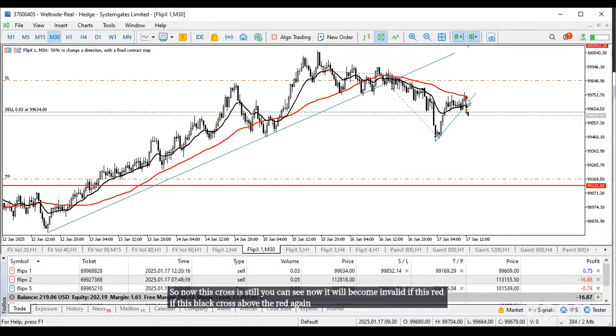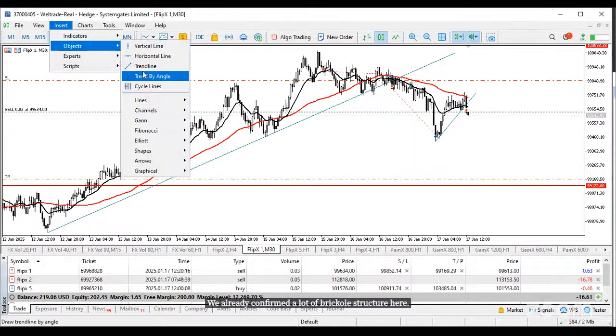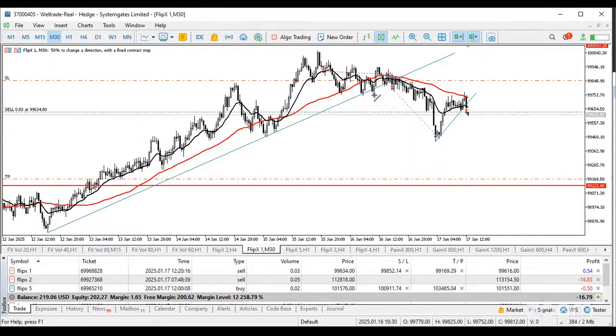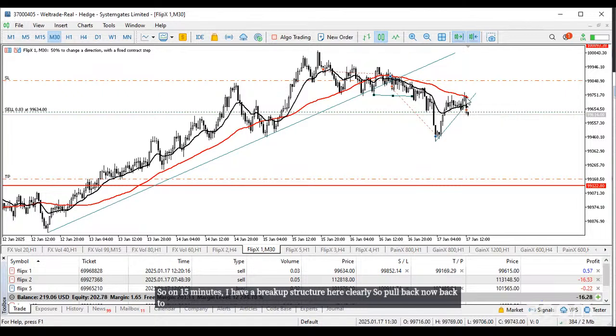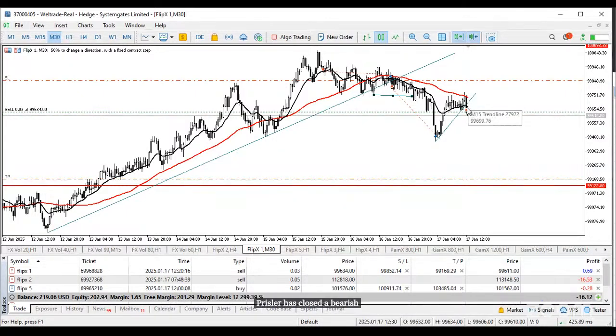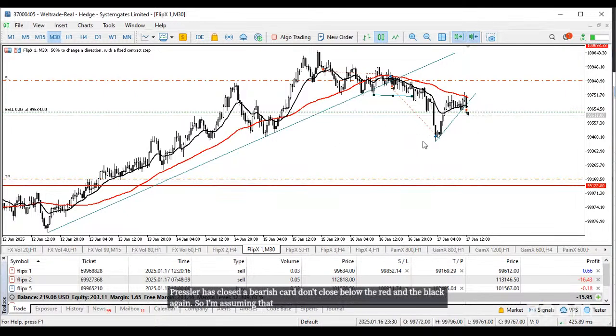You can see it will become invalid if the black crosses above the red again. But since we have this pullback, if you want to use break of structure on 15 or 30 minutes, we have already confirmed a lot of break of structure here. On 15 minutes, I have a clear break of structure here. So price pulled back to this moving average, and that's what I enter on. Price has now closed with a bearish candle below the red and the black again, so I'm assuming it should roll back to this place.